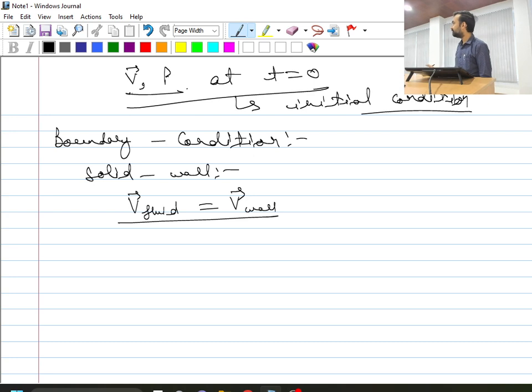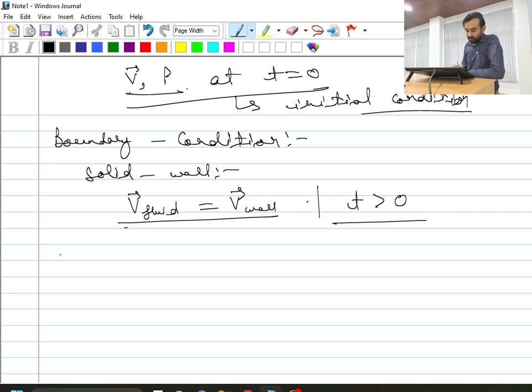Is this point clear? So whatever is the velocity of the wall, that will be the velocity of the fluid at the junction. Okay, is this point clear? So this will be the boundary condition, and this boundary condition will be applicable for all the times. Okay, so it does not mean that at initial times or later times only this boundary condition is applicable. This is applicable for the complete duration. Okay.